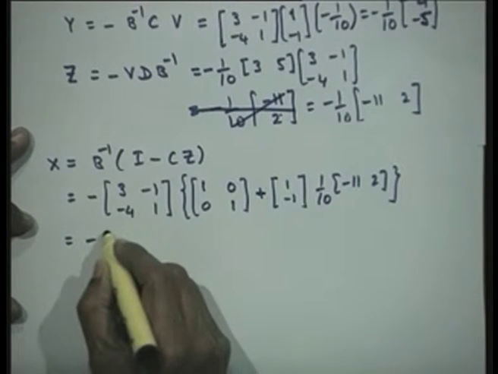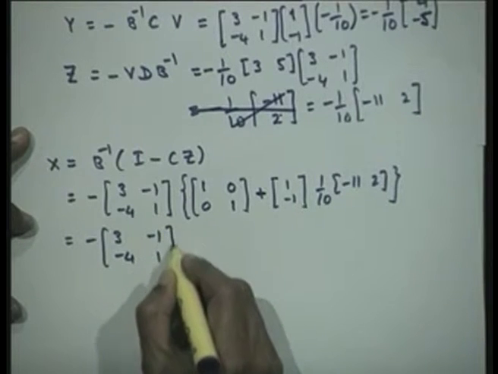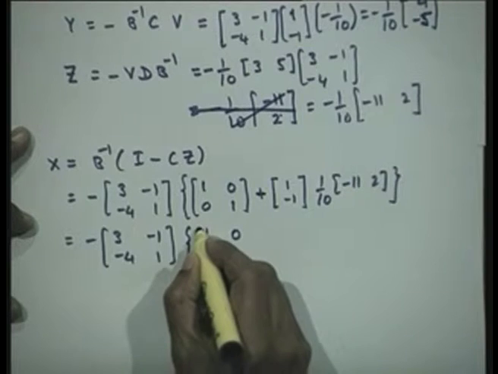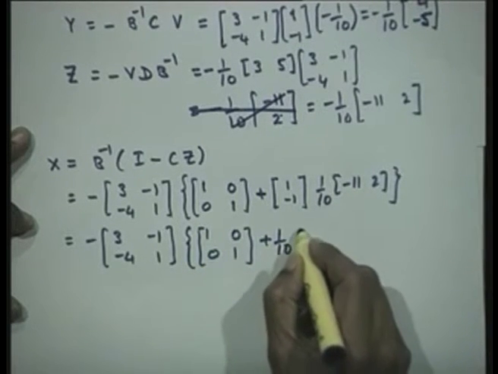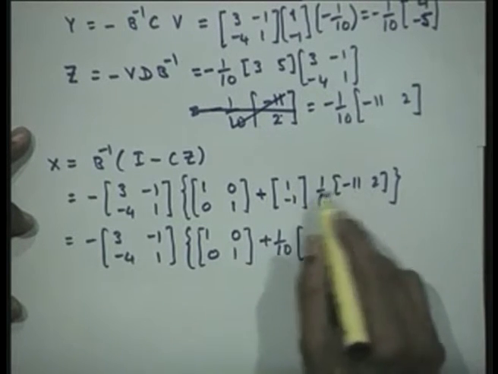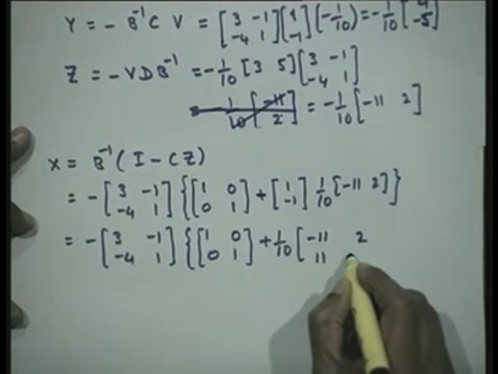Now, let us write one more step here, that is 3 minus 1 minus 4 1, 1 0 0 1, plus 1 by 10. This is a 2 into 1 and 1 into 2, so it is a 2 into 2 matrix. So, this is minus 11 2 11 minus 2.